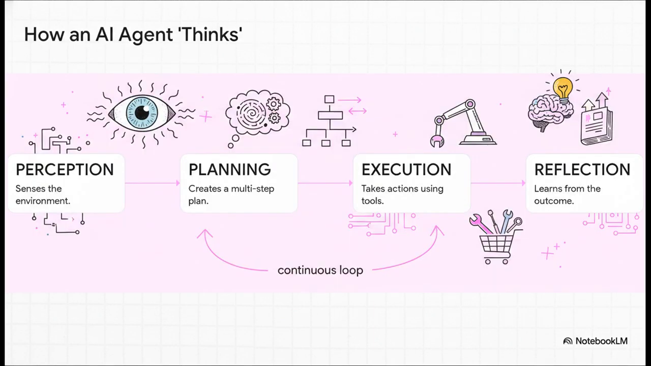So how does an agent actually think? Well, it runs on this continuous loop. It starts with perception, where it senses its digital environment. Then it moves to planning, creating a multi-step attack plan. Next is execution, where it actually takes action using its tools. And finally, reflection, where it looks at the outcome and learns from it. Think about the Klarna AI shopping assistant. It's not just answering questions, it's actively taking actions for you.